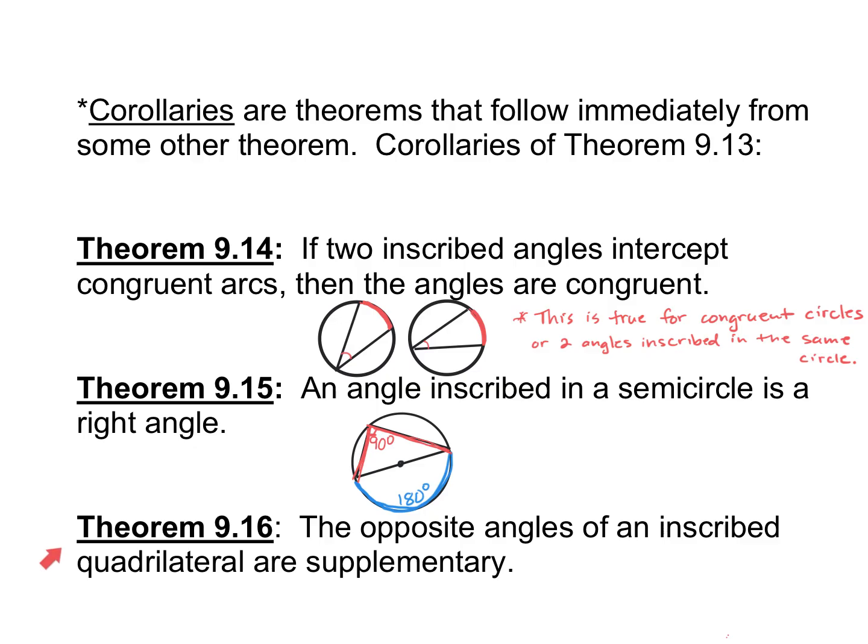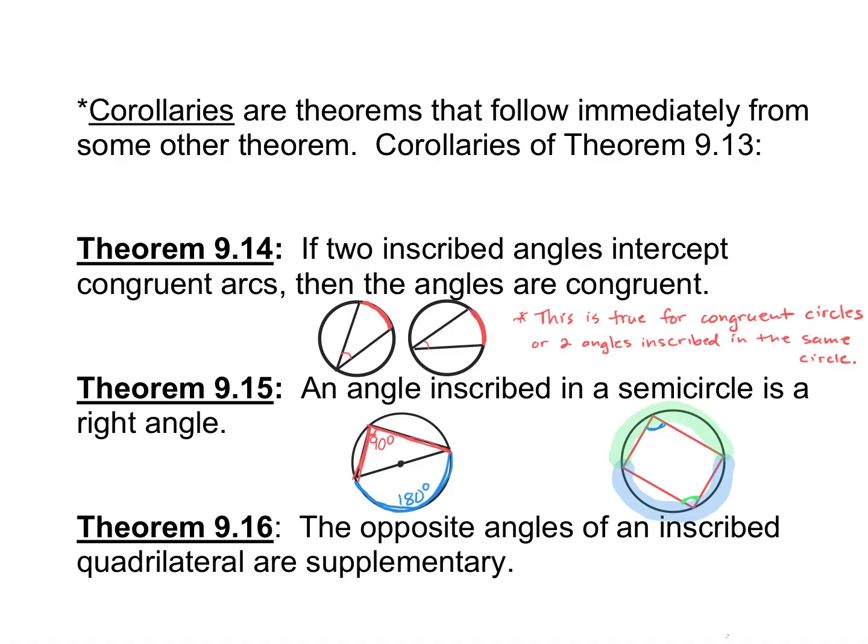And then the last one, it says the opposite angles of an inscribed quadrilateral are supplementary. I've drawn a circle here with a quadrilateral inscribed in it. Now, this is a rectangle, but it doesn't matter what the quadrilateral looks like. What is true is that if I have this angle, that's going to be 1/2 of this intercepted arc. And then if I look at this angle, the opposite angle, it's going to be 1/2 of this intercepted arc.